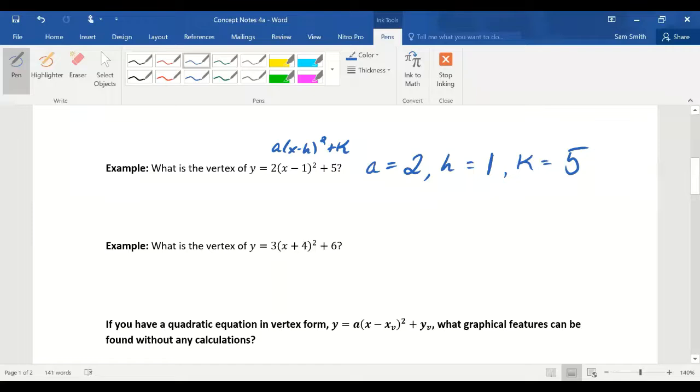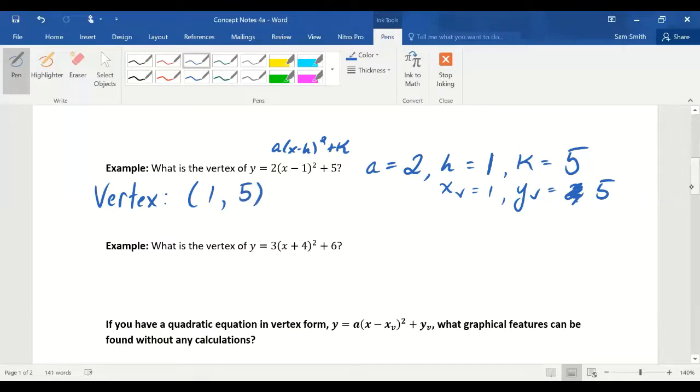So what is the vertex if we were to graph this equation? Well, the x-coordinate of the vertex is identical to the h value. The y-coordinate of the vertex is identical to the k value, 5. And so I can find the vertex just by reading off those two numbers. The vertex is 1, 5.